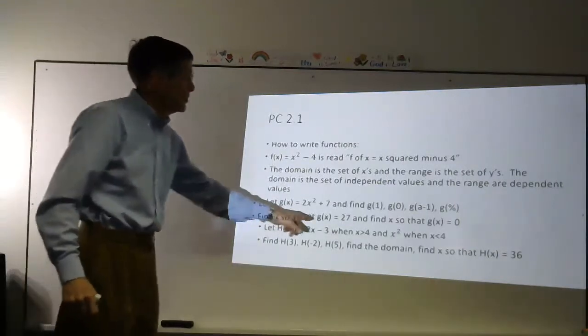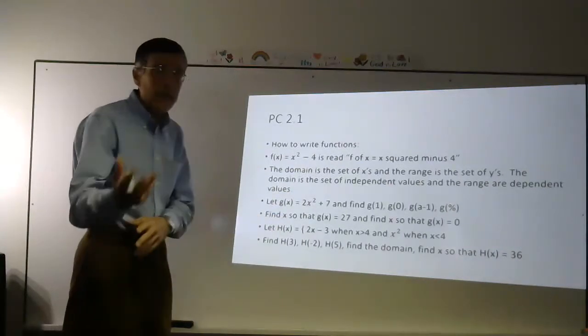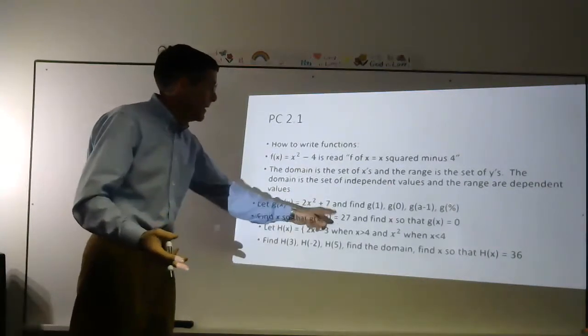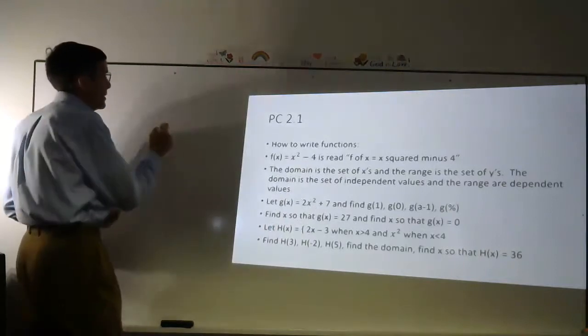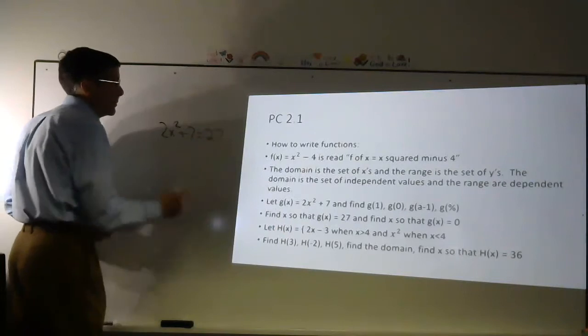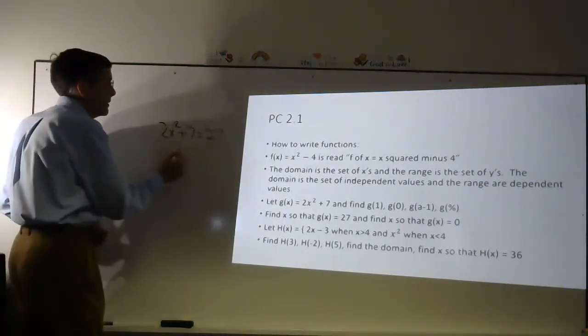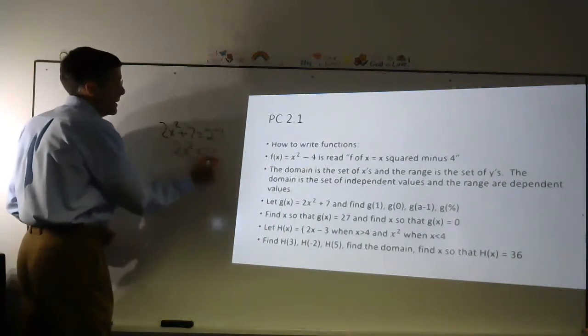Find x so that g of x is 27. Find the x value. We're kind of doing it backwards. We know the answer is 27. So we know that 2x squared plus 7 is 27. We want to find x. Well, subtract 7. 2x squared is 20.